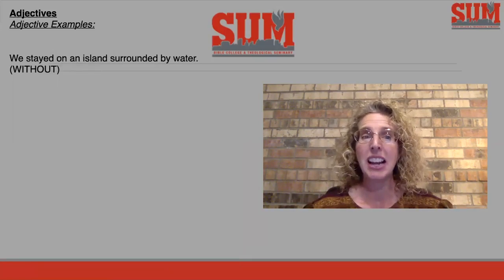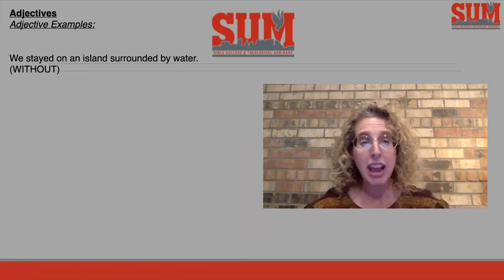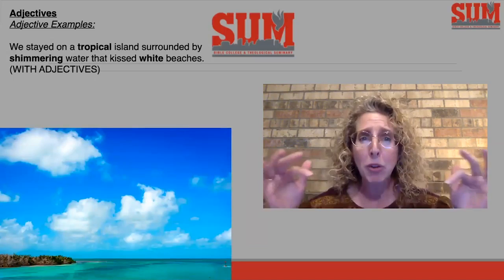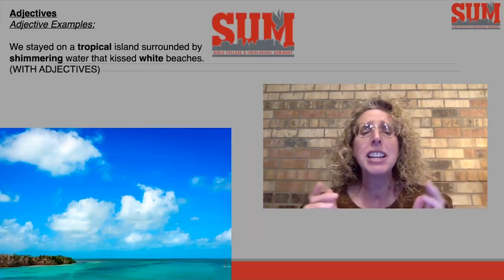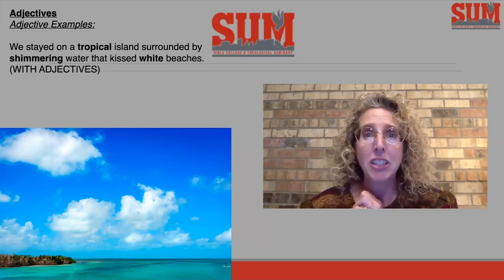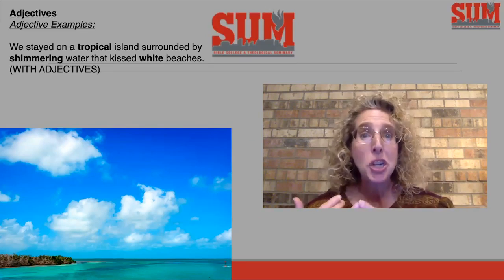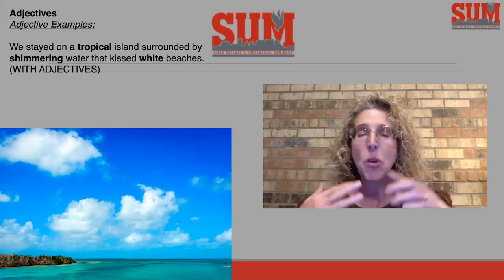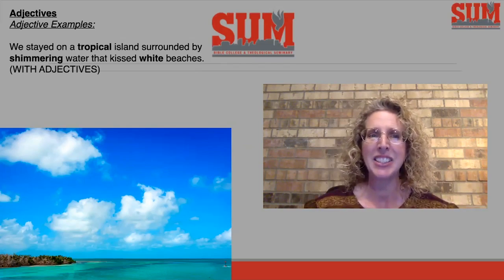Here's another one. We stayed on an island surrounded by water. Well, that's okay. But look at this. We stayed on a tropical island surrounded by shimmering water that kissed white beaches. Adjectives: tropical describes the island. Shimmering describes the water. White describes the beaches. When we use adjectives, we can add color and interest to our sentences.